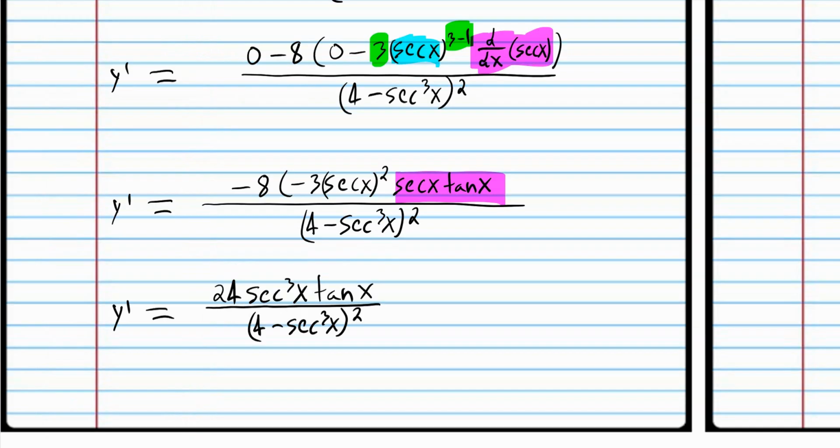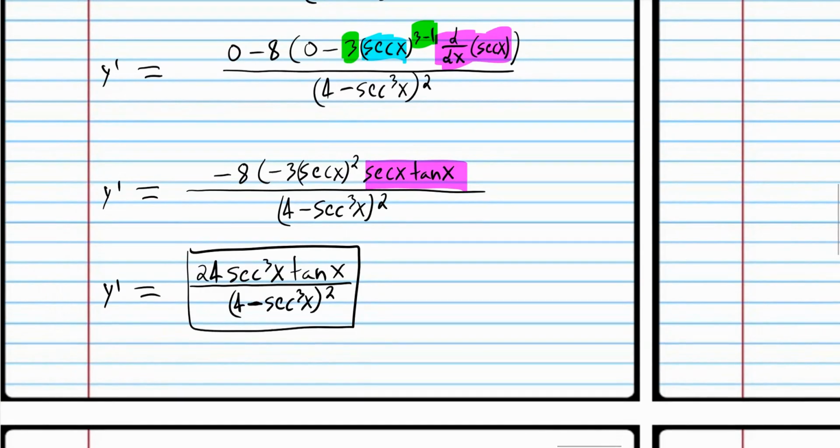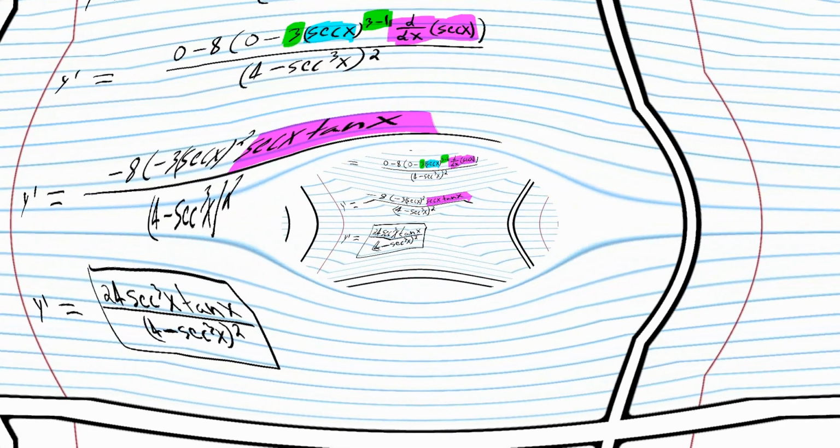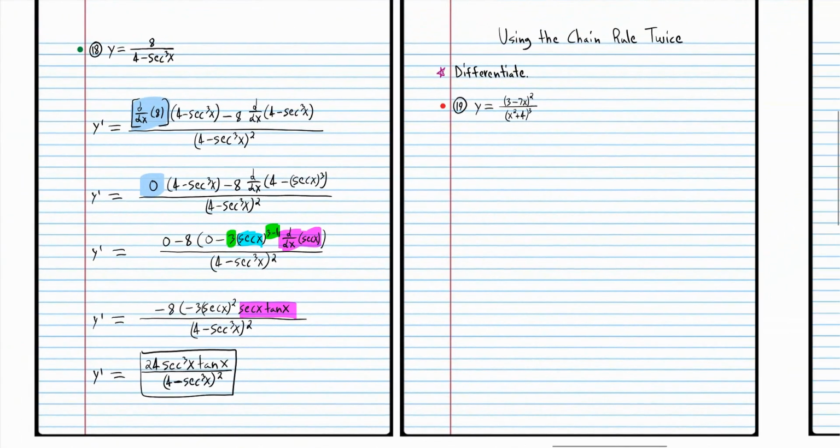Alright, we're back, and there you go. Now again, students are going to say, well, I can cancel these out, but you cannot, because the secant cube down here is part of the difference of two things. It's not a factor of the denominator. You can only cancel if you have factors that are common in the numerator and the denominator. So if you got that right, excellent.